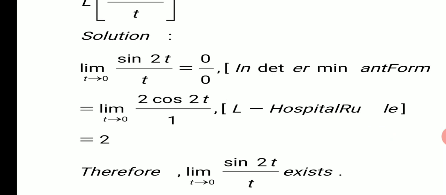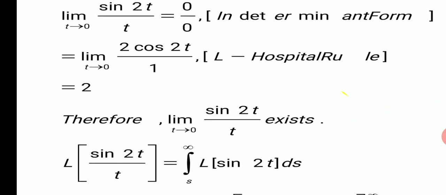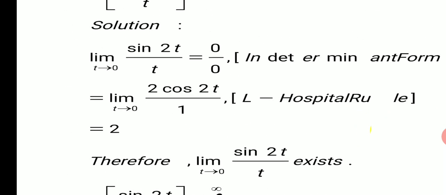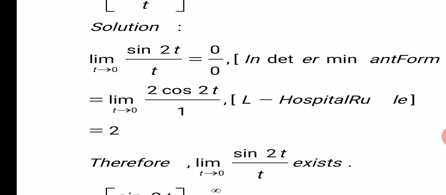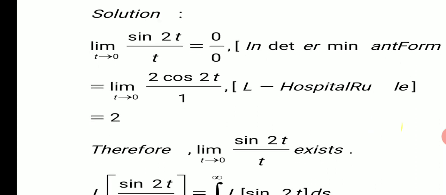Cos 0 is 1. Therefore 2 into 1 is 2, 2 by 1 is also 2. Then we get an answer, so the limit exists. Exist means we get a finite number. 0 is also possible; only infinite is impossible. Therefore limit t tends to 0 of sin 2t by t exists.